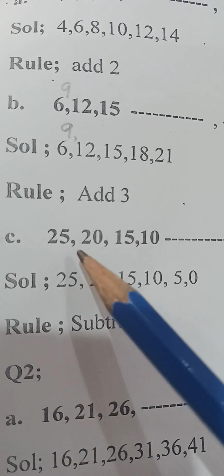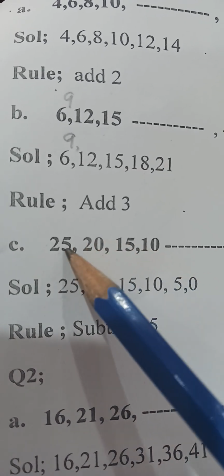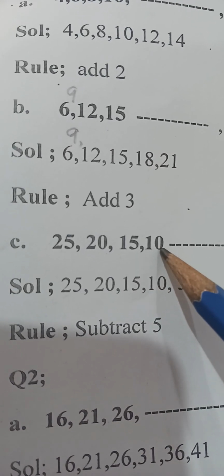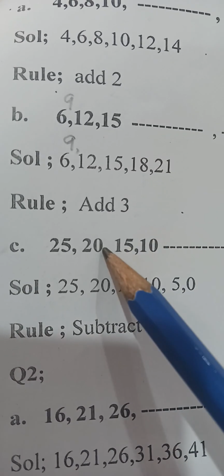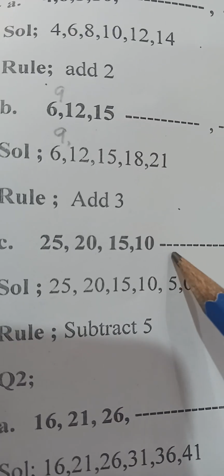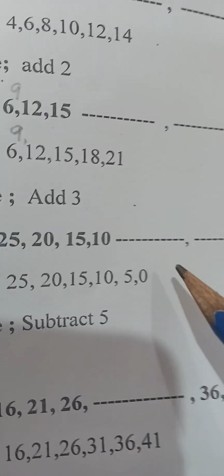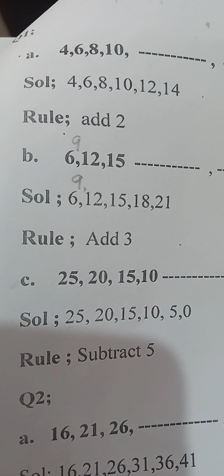Now in part C, we can see this is 25, 20, 15 and 10. So 5 is reduced in each value. So the rule is subtract 5. So we will subtract 5 from 10. So we get 5. Then again we will subtract 5 from 5, we will get 0. I hope you understand all these three parts.